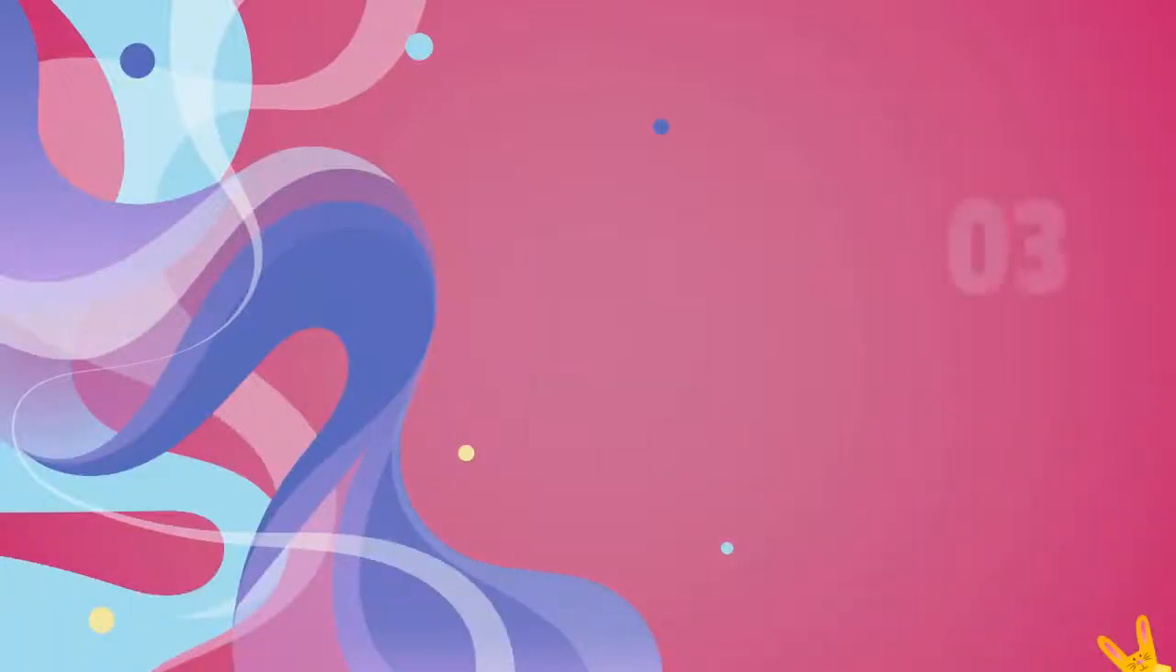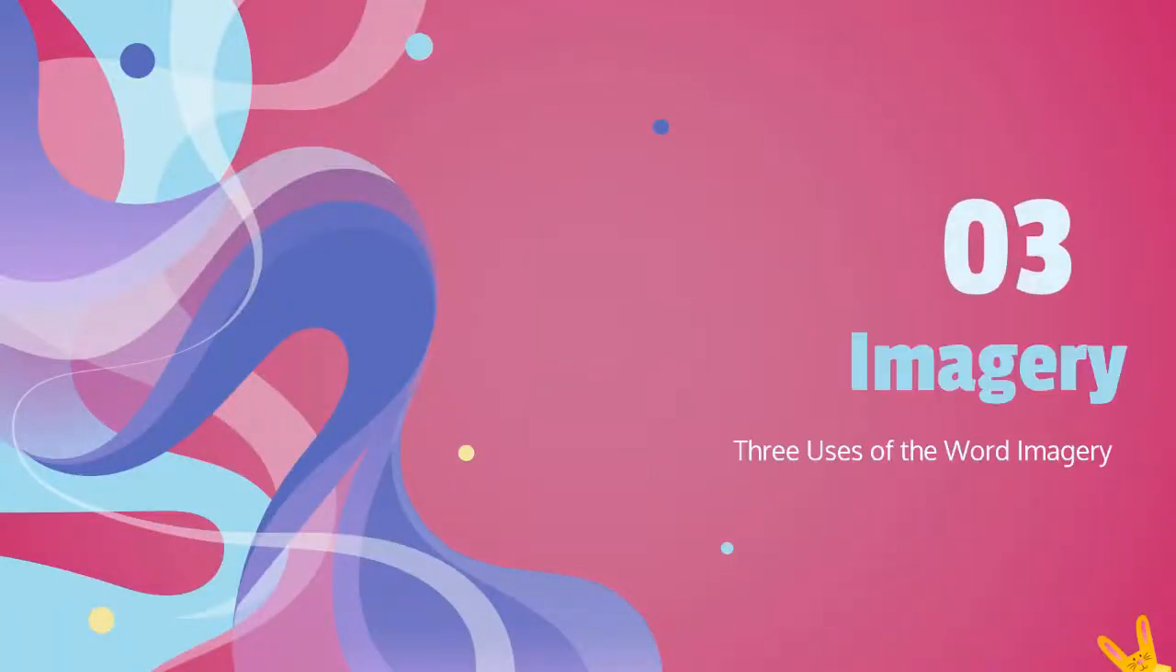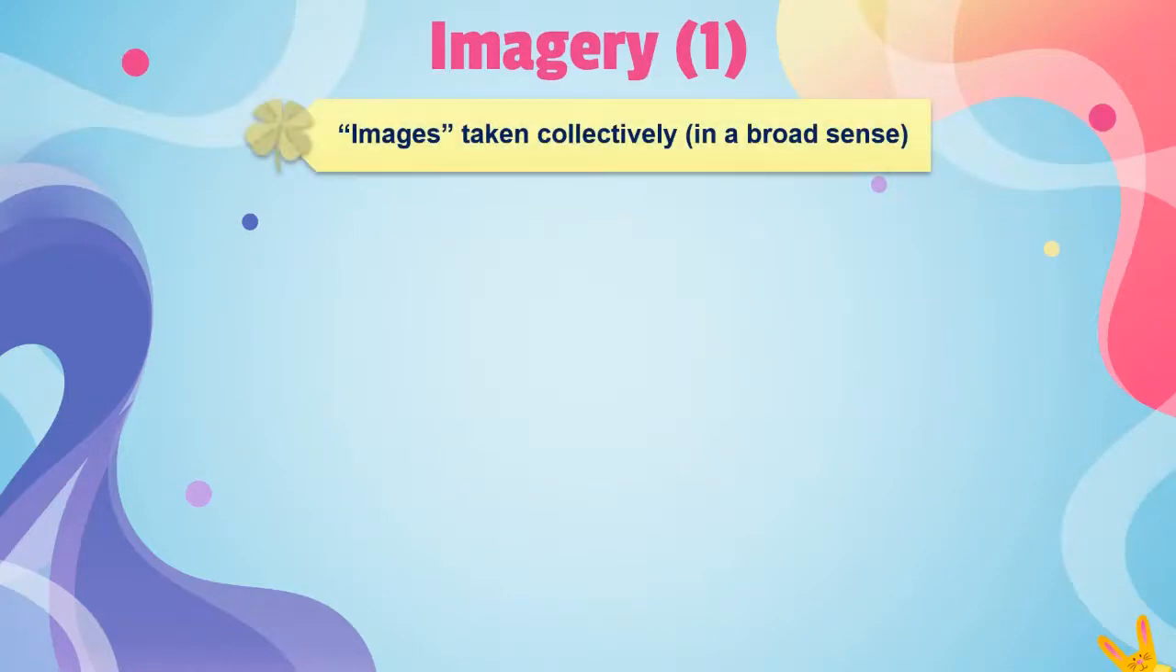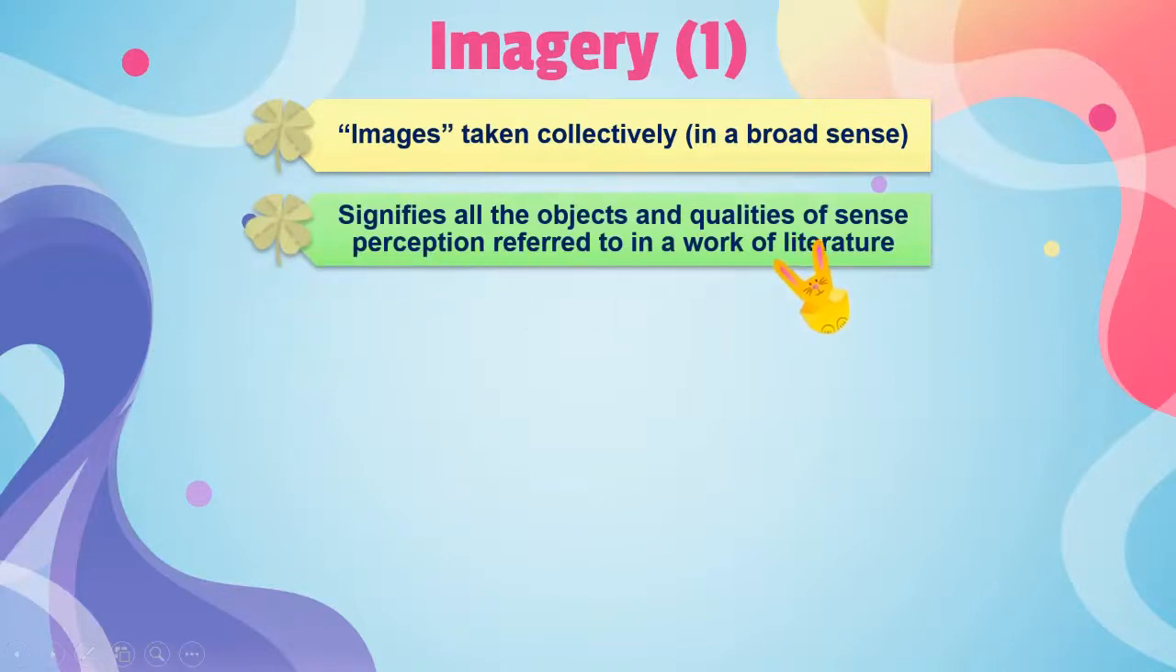And now we can move to three definitions of imagery or three uses of the word imagery in English literature. Two of the definitions we discuss are, let's say, embedding some other ideas in them, but one of them is a particular usage of the term imagery. So, in the first usage of the term, image is considered collectively in a broad sense. So images are not just visualized images, but signify all the objects and qualities of sense perception referred to in a work of literature.